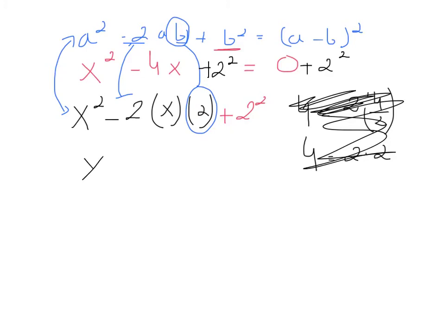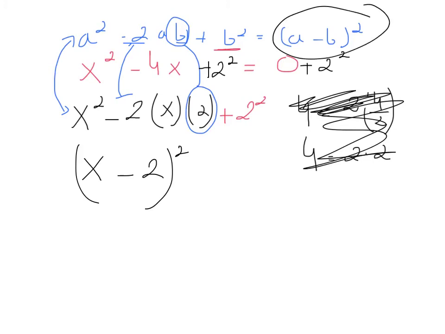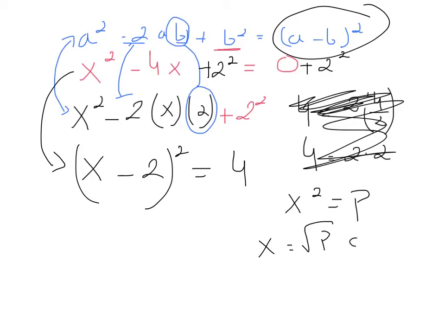Now here we have x minus 2, because a squared minus 2ab plus b squared equals (a minus b) squared. And since a is equal to x and b is equal to 2, this will be equal to (x minus 2) squared. Now we have a perfect square here, equals 4. Now I can use the square root method, right? The square root method says if we have x squared equals p, it means x equals the square root of p, or x equals minus the square root of p.